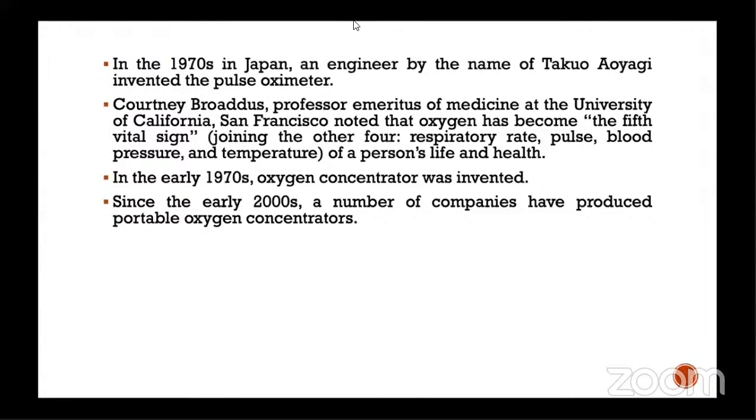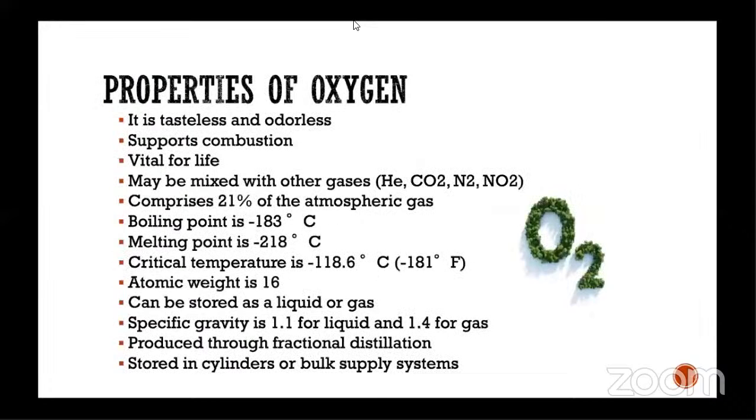In 1970, still the same 1970, the oxygen concentrator was invented. What are the properties of oxygen? It's tasteless, it's odorless. And not only that, it comprises about 21% of atmospheric gas, with a melting point of minus 218 degrees centigrade. The critical temperature is minus 118.6 degrees centigrade. Oxygen has a specific gravity of 1.1 for liquid oxygen and 1.4 for gaseous oxygen.